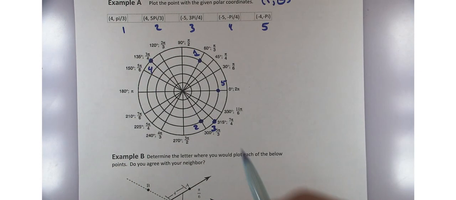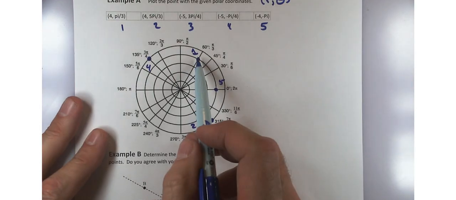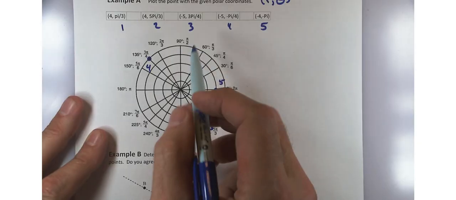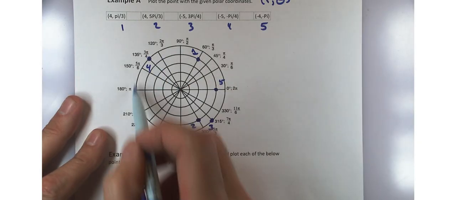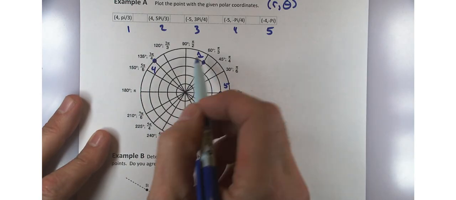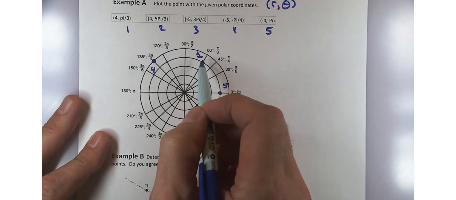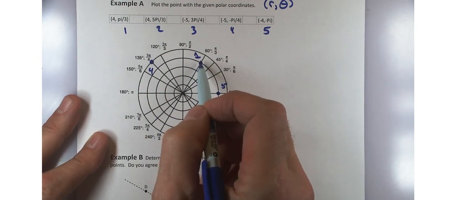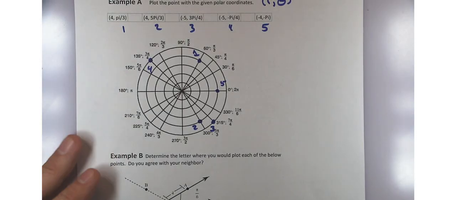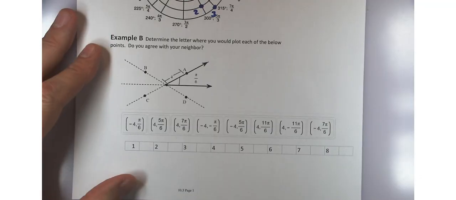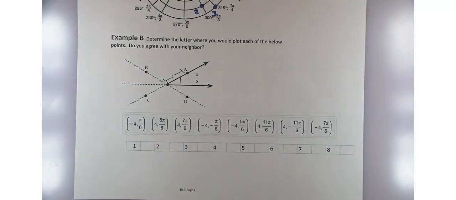For instance, this first one I could say is 4 and pi over 3. But I can equally say that this is 4 and 7 pi over 3, which means you go pi over 3 and then you go 2 pi over 3, or 6 pi over 3. That would bring you back to this angle right here. So there's different names for these points, even though they're the same point. And that's kind of the gist of this one here.